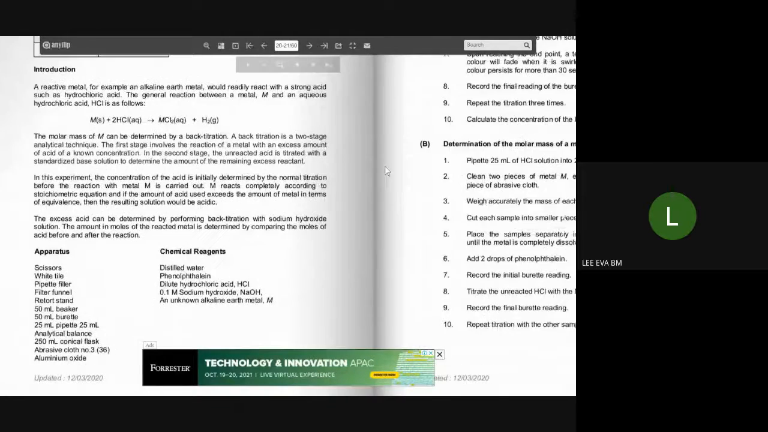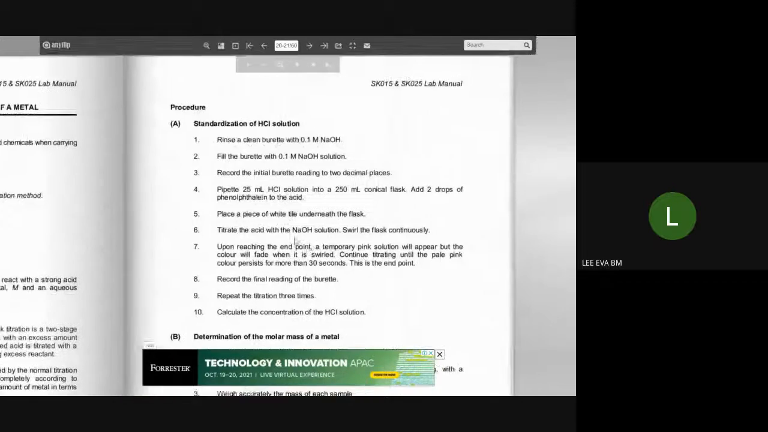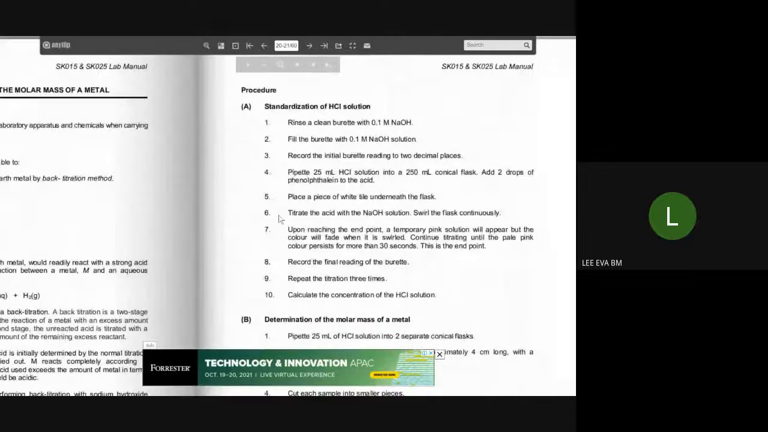Right, so let's go into the procedure. For experiment 3, there are 2 parts. Part A is standardization of HCl, and part B is determination of the molar mass of a metal. If you want to jot down somewhere in your lab report, for part A, standardization of HCl, our aim is to confirm or to know the concentration of HCl, our excess reactant.